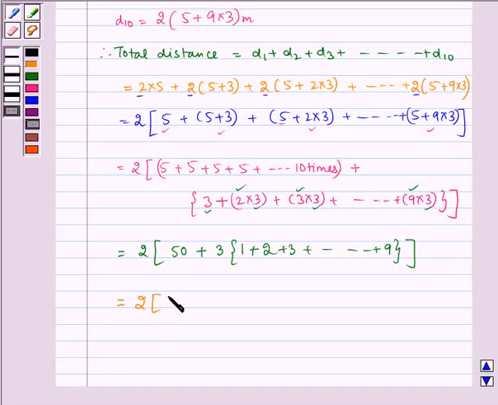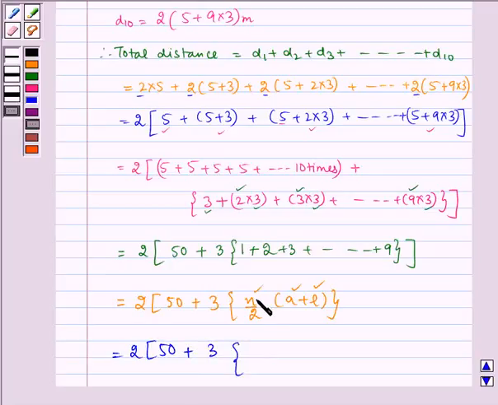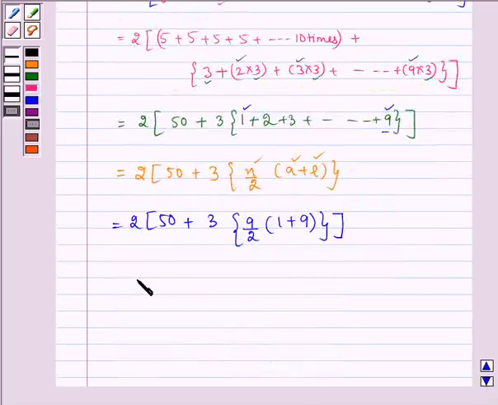Which is equal to 2 multiplied by 50 plus 3 multiplied by, this is the sum of n terms, which is equal to n by 2 multiplied by a plus l, where n is the number of terms, a is the first term and l is the last term. Which is equal to 2 multiplied by 50 plus 3 multiplied by, n is equal to 9, so 9 by 2 multiplied by a is equal to 1 plus l is equal to, that is the last term, again 9. Which is equal to 2 multiplied by 50 plus 3 multiplied by 9 by 2 multiplied by 1 plus 9, which is equal to 10.